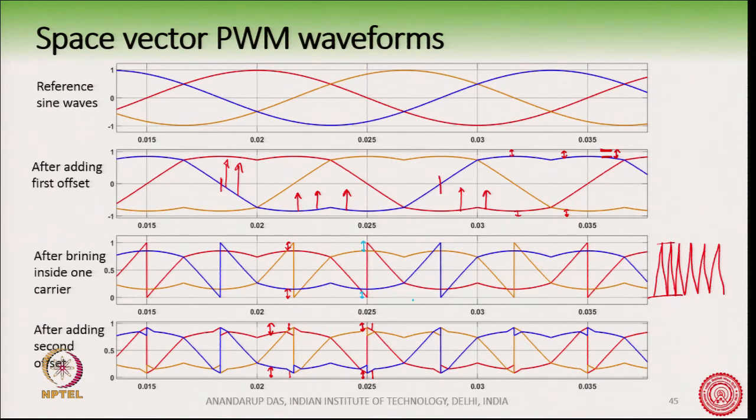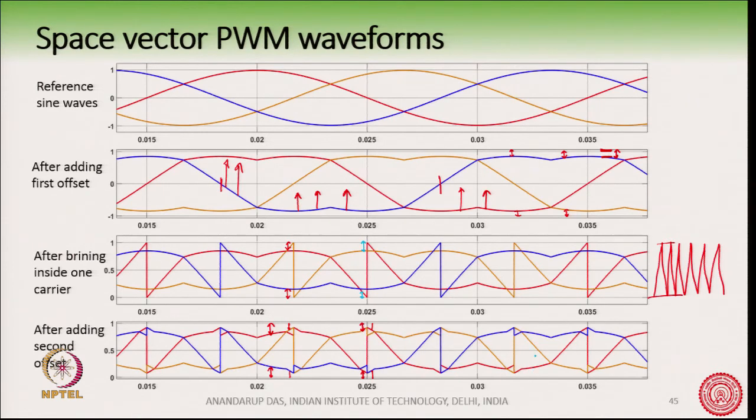So, this means that our start and end. If I compare this reference waveform with the high frequency carrier, the start and end vectors will not be of equal duration of time, okay. So, what we then do is add the second offset. What is the function of the second offset? The second offset is kind of like again middling these 3 reference waveforms inside one carrier, and that is what we have done. Now, after addition of the second offset, the waveforms look somewhat different.